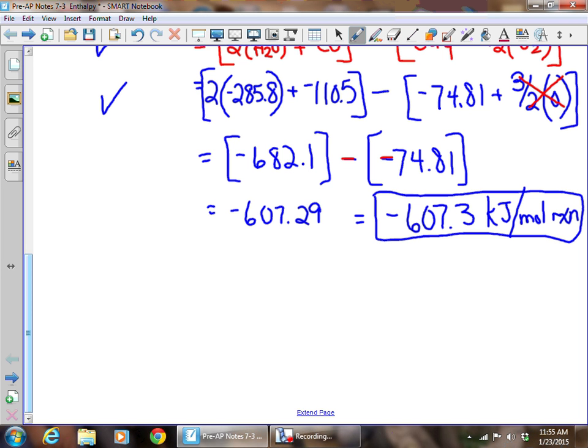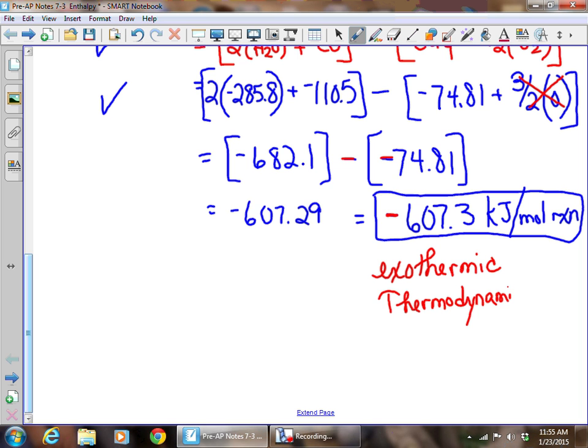Okay, so once I've got that, that's not the final answer. Remember, it wanted to know whether it was endothermic or exothermic. Well, since it's negative, that means this is an exothermic reaction. And if it's an exothermic reaction, go back up to the top of your notes. Exothermic reactions are thermodynamically favored.